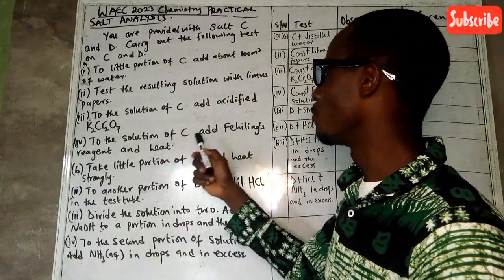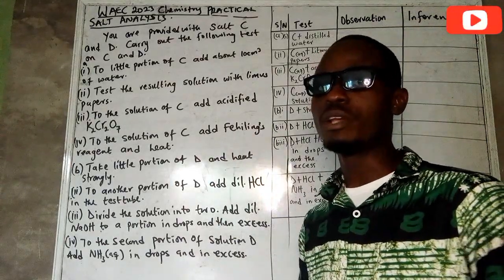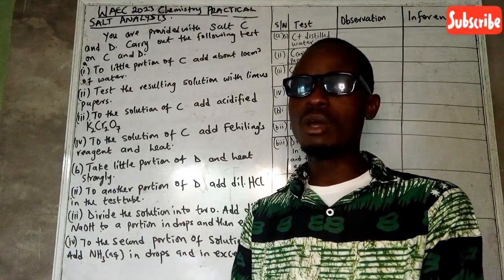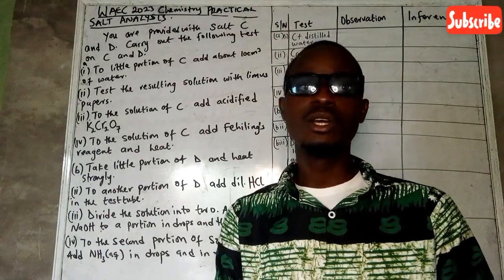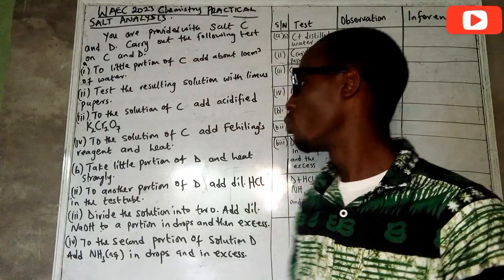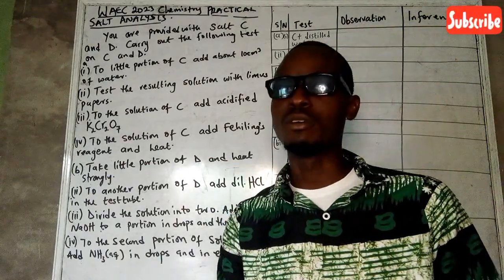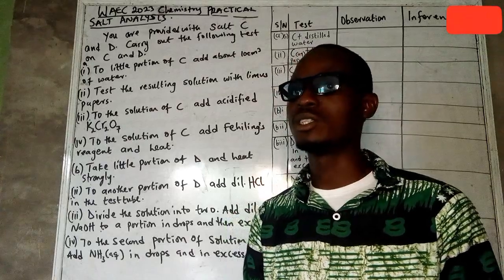Then to the solution of C, that same solution, we are meant to add Fehling's reagent. The Fehling's reagent is Fehling's A and B. We are actually adding both reagents. We have to add Fehling's A first, then we add Fehling's B, and what else? We are told to heat that strongly. Then we give our observation and inference in that situation as well.